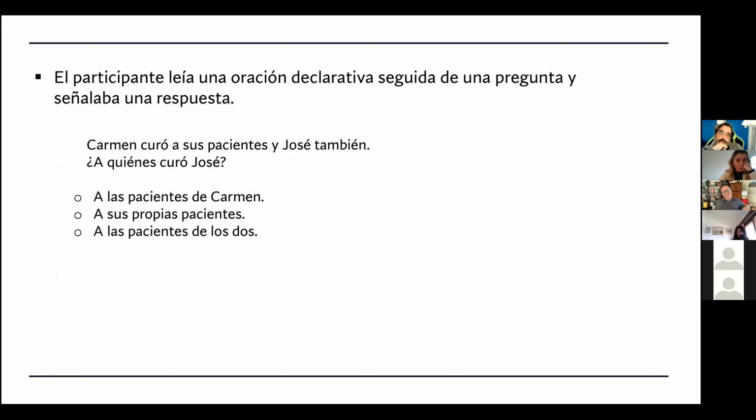El participante lee una oración declarativa seguida de una pregunta y señala una respuesta. Carmen curó a sus pacientes y José también. ¿A quiénes curó José? A las pacientes de Carmen sería lectura estricta, a sus propias pacientes, lectura imprecisa, a las pacientes de los dos sería una categoría both.